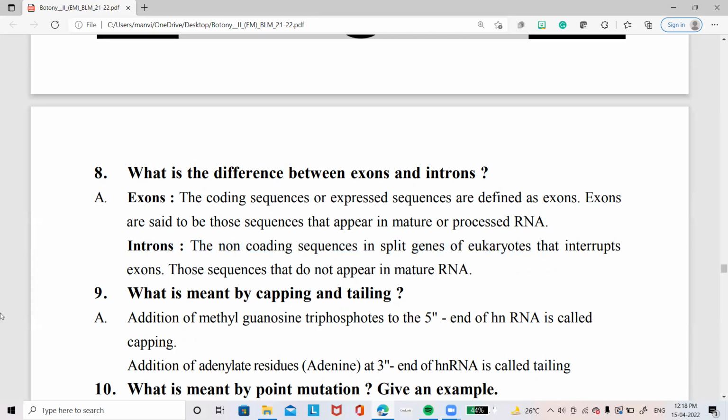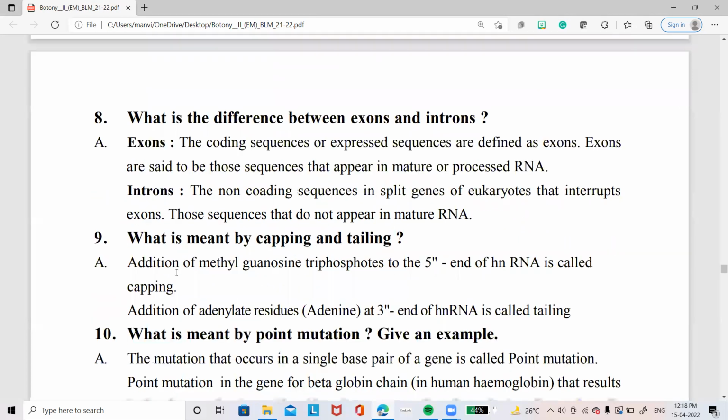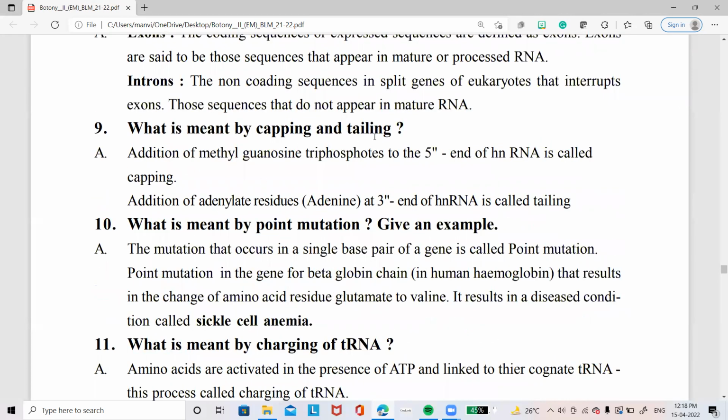mature RNA. So exons code for amino acids, introns do not code for amino acids. Hence we call exons coding sequences and introns non-coding sequences. Introns do not appear in the mature RNA, so they have to be removed. What is meant by capping and tailing?